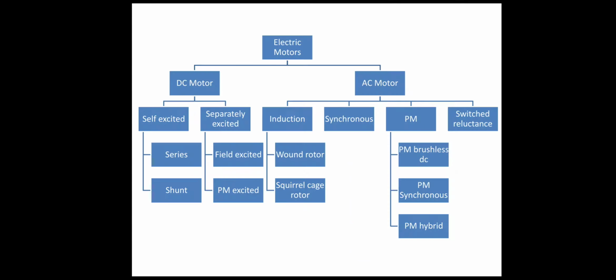So we show here the classification of the motors used in EVs. Electric motors are of two types, AC motor and DC motor. In DC motor there are two types, self excited and separately excited. Self excited has series and shunt, and separately excited has field excited and permanent magnet excited. In AC motors there is the induction motor, with wound rotor and squirrel cage rotor, and the synchronous motor.